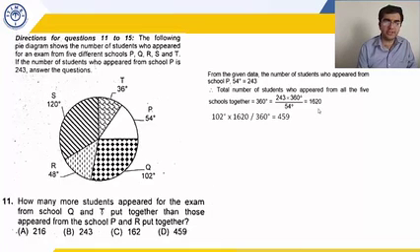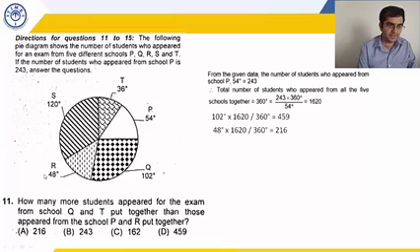And now your calculation becomes fairly quick and easy. If the total number of students is 1620, then you find out for 102 degrees: 102 by 360 into 1620, and that turns out to be 459. This is for P. Oh, sorry, for Q. P is done; P is 54 degrees. Q is 102 degrees, that's 459. Keep writing.